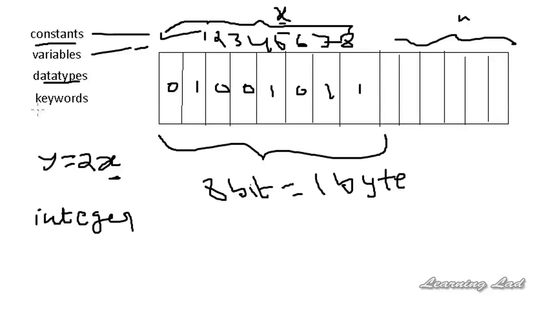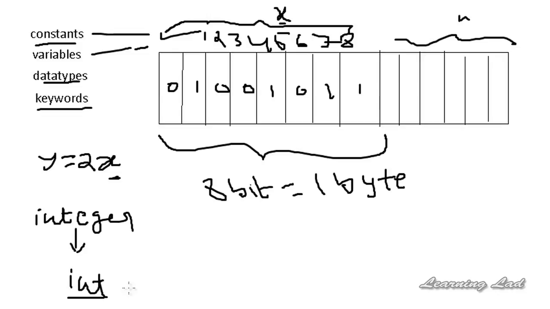Alright, the next thing is about the keywords. These keywords are nothing but the words whose meanings are already defined to our compiler. For example, to indicate that we are going to store an integer value in a memory location or in a variable, we need to use the keyword int as the data type. So int is a keyword for integers. Similarly, we have float for floating point, char for character, bool for boolean, etc.